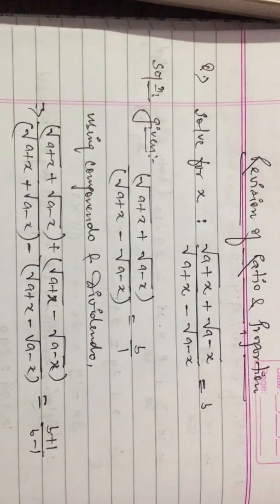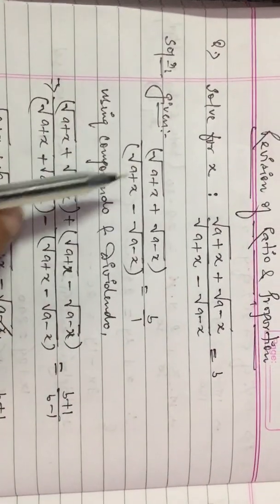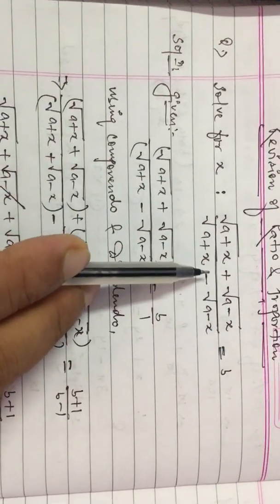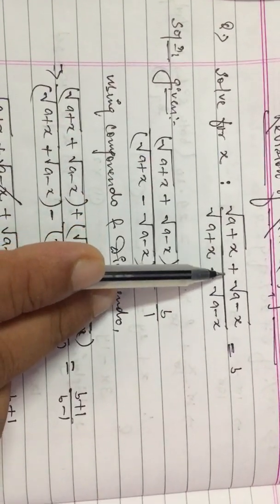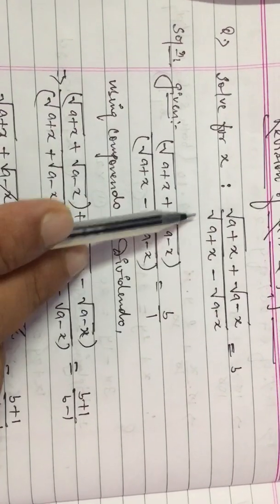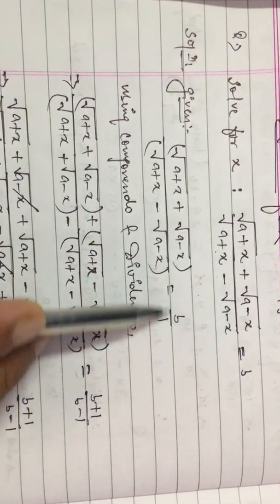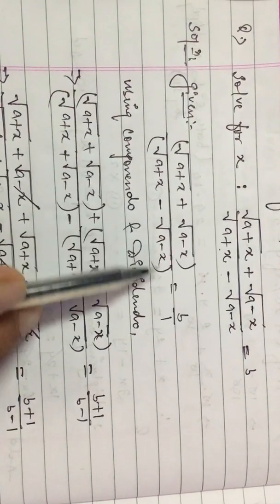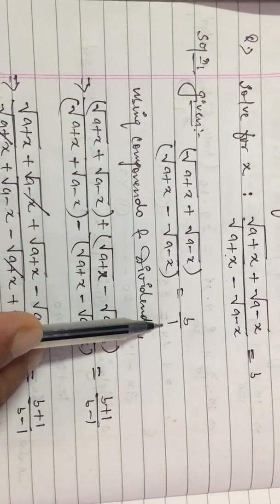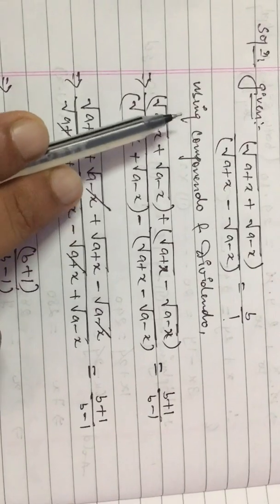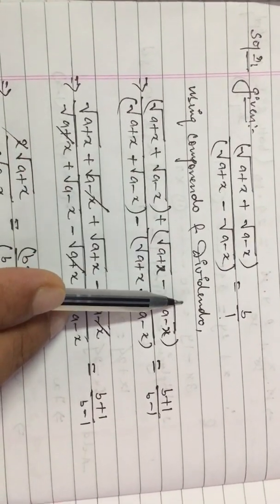See the question, solve for x. Root under a plus x plus root under a minus x, whole divided by root under a plus x minus root under a minus x, is equal to b. So the given term is written the same. In the denominator of the RHS part we have taken 1. Now we write it by using componendo and dividendo.